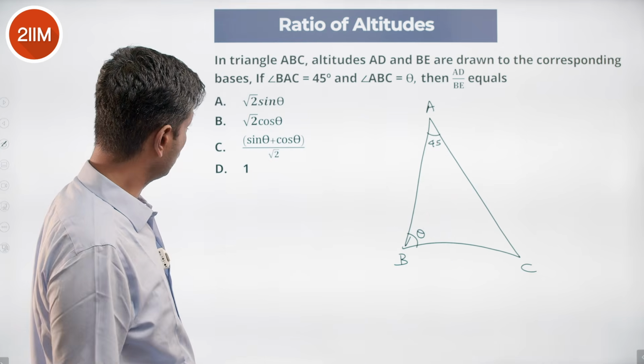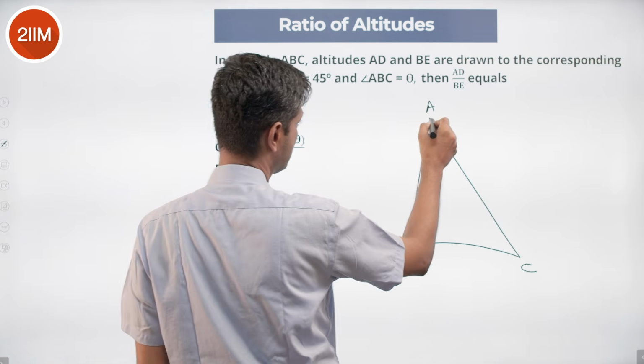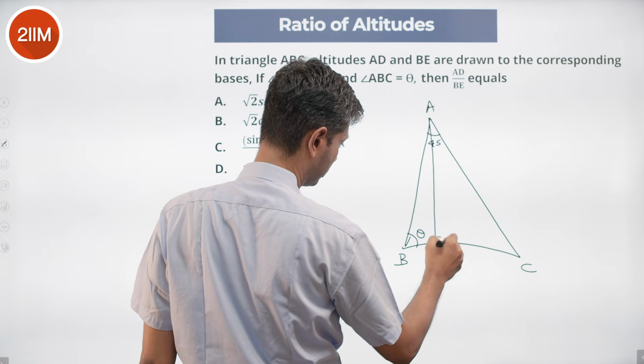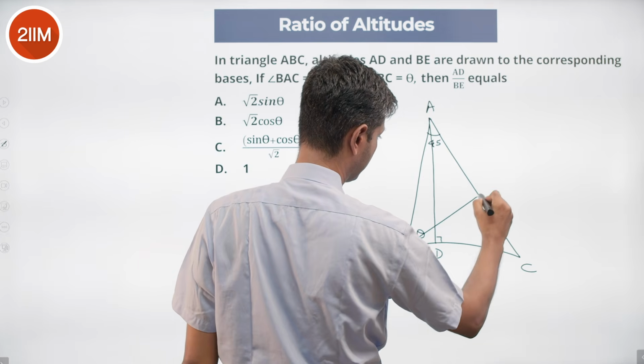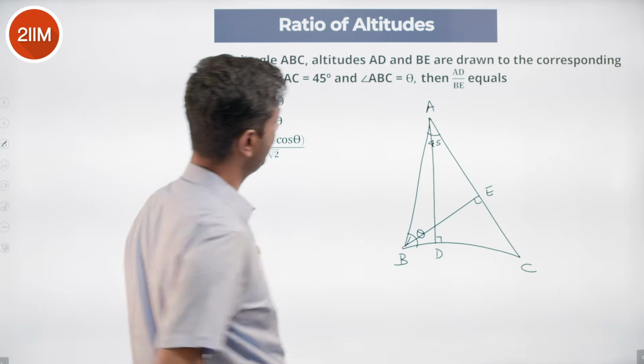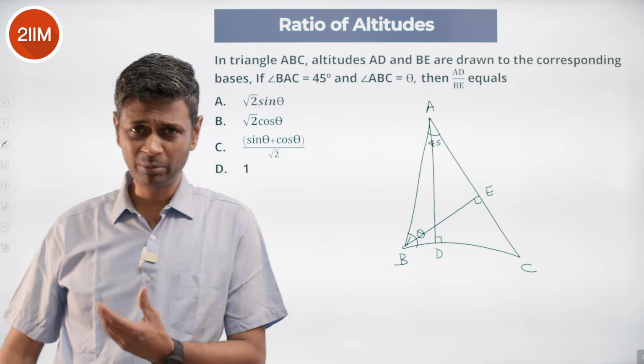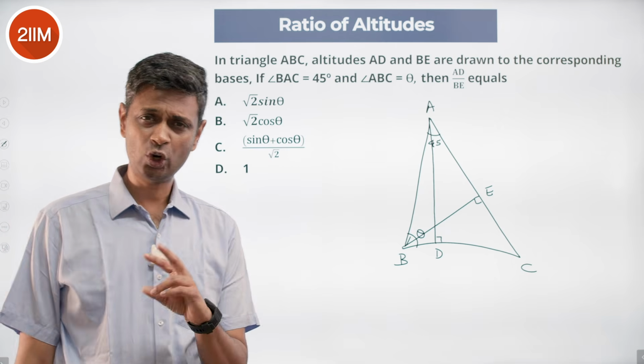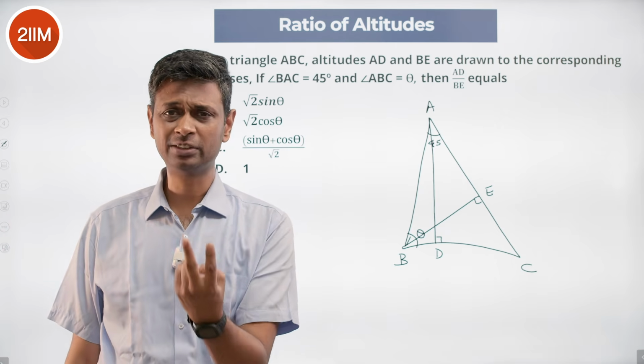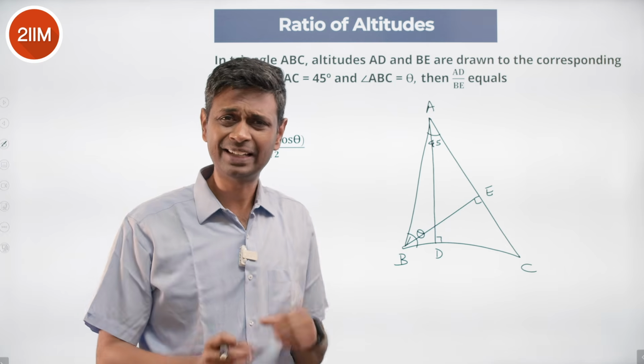AD and BE are drawn to the corresponding bases. AD is the perpendicular to this base, and BE is the perpendicular to this one. We need to find AD by BE, the ratio of the altitudes. Area can be written as half into base into height. The ratio of altitudes will be the opposite of the ratio of bases. So we can simplify to that and then something else will open up.